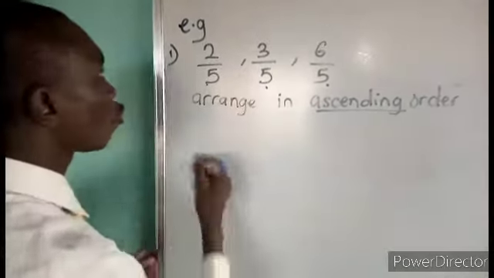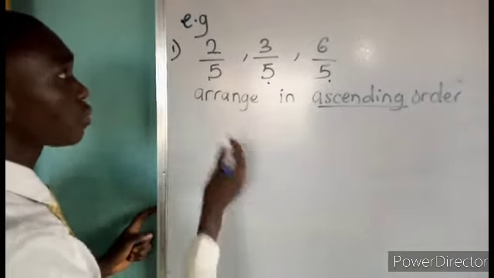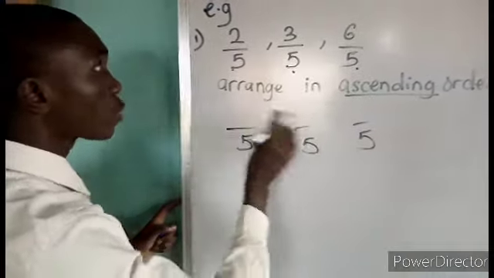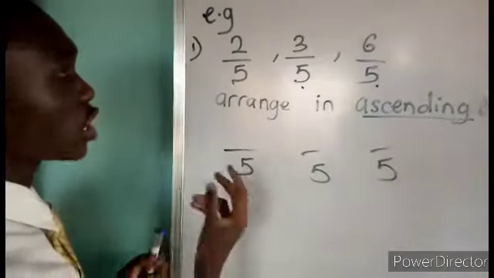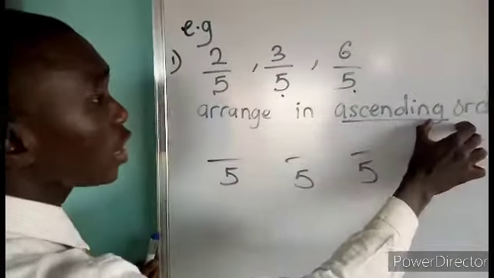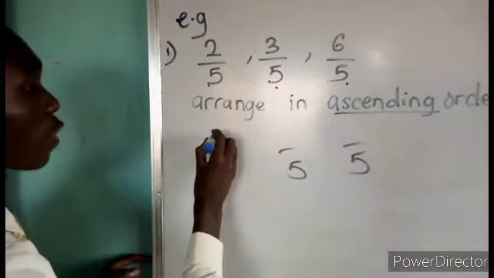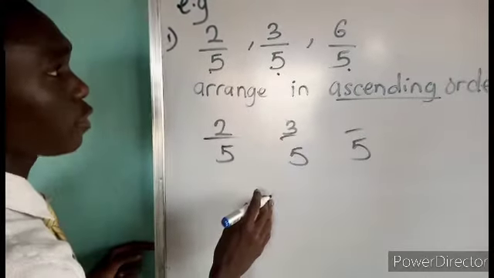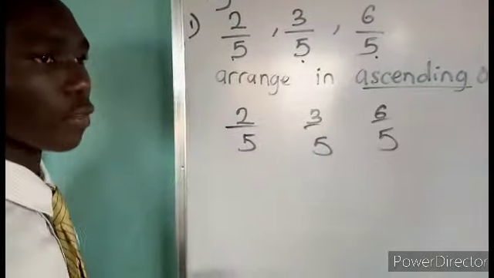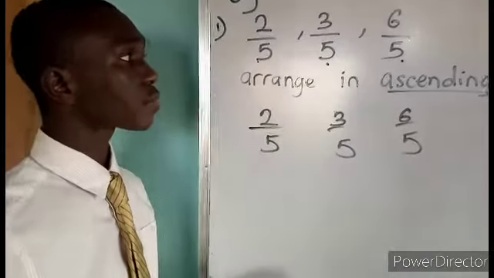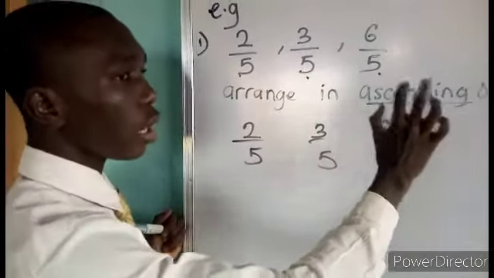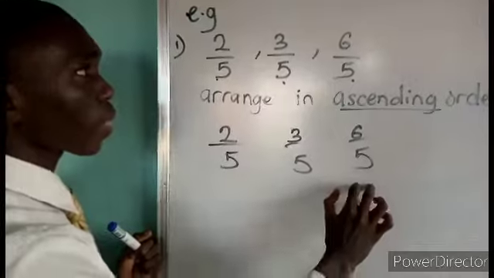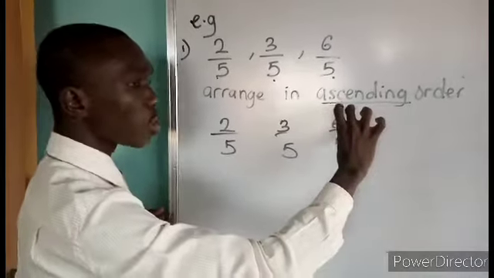Now from these fractions, which will come first? Which is the lowest number? We already know they have the same denominator. Now to the numerators, which is the lowest, since we are arranging in ascending order? Since 2 is the lowest, we have 2 over 5 as the lowest, followed by 3 over 5, followed by 6 over 5. As simple as that. When we are arranging in ascending order with the same denominator, just focus your attention on the numerators and compare them.